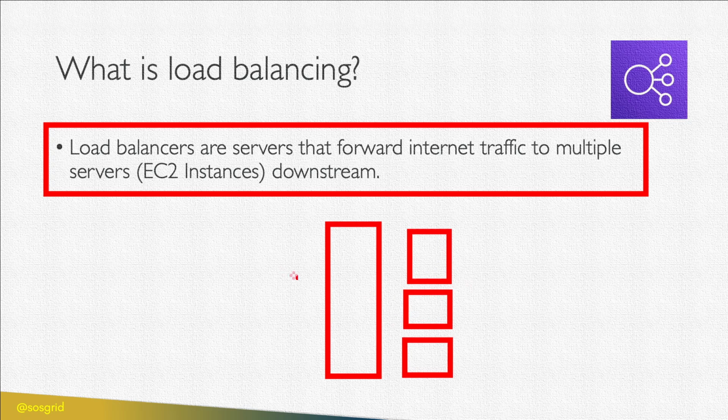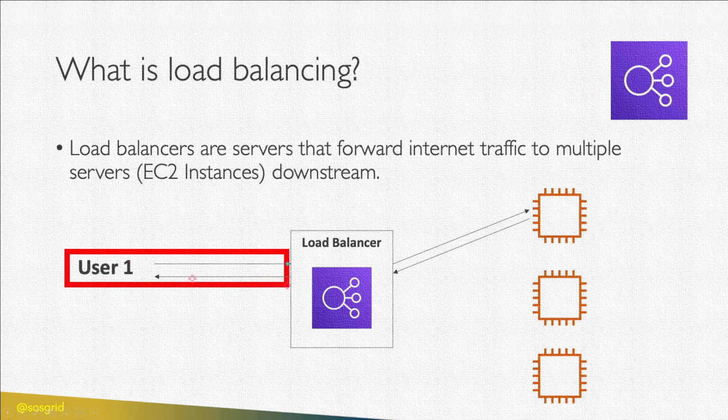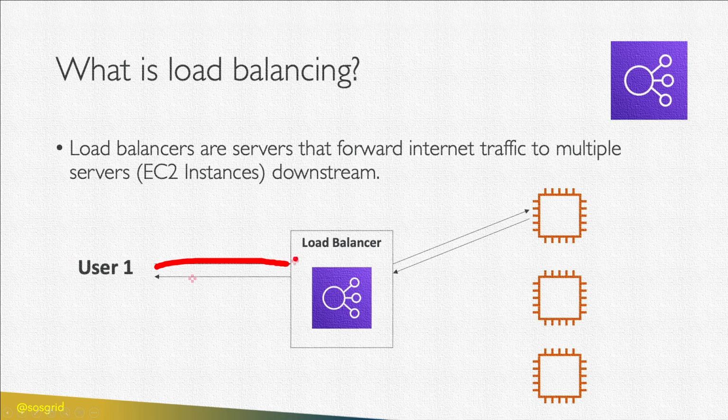different servers. Okay, and let's say we have one user now. The user sends a request. Now the load balancer takes that request and forwards it to an EC2 instance. All these are just EC2 instances. We have 3 EC2 instances here. When it forwards the request to the first instance, this instance replies back, and the user gets back the response.